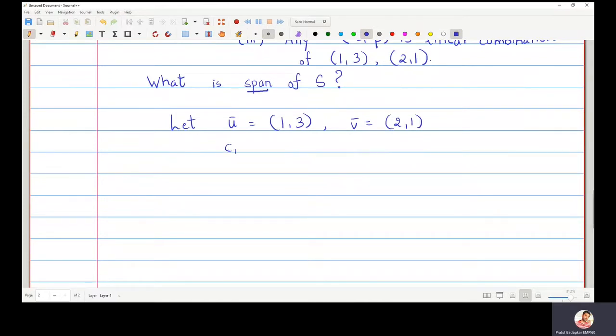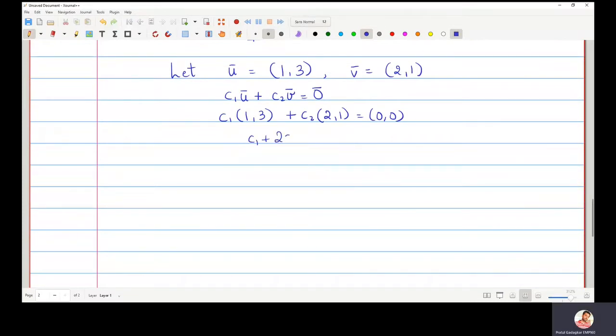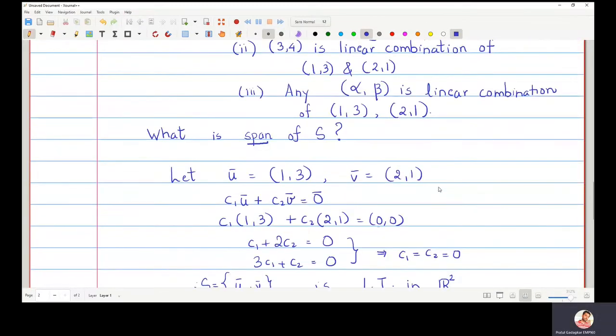in R2. So I will consider the combination C1 U bar plus C2 V bar is equal to 0 bar. And then I will substitute the values of U bar and V bar, and I will get two equations. The first equation, from the first coordinates, is C1 plus 2C2 is equal to 0. And the second equation is 3C1 plus C2 is equal to 0. I will solve them simultaneously, and I will get that C1 and C2 both are equal to 0. Therefore, the set U bar, V bar, which I'm calling the set S, is a linearly independent set in R2.